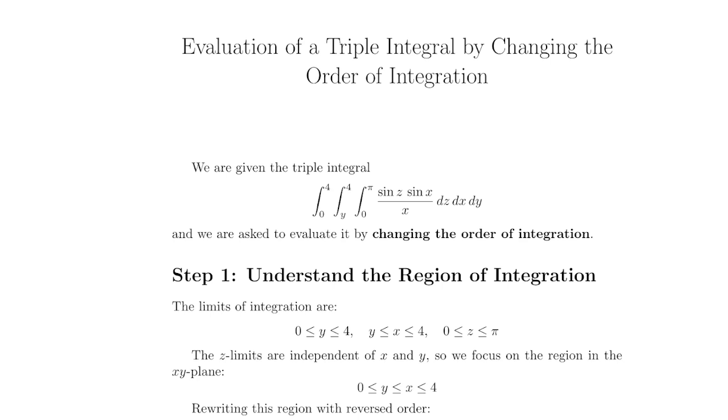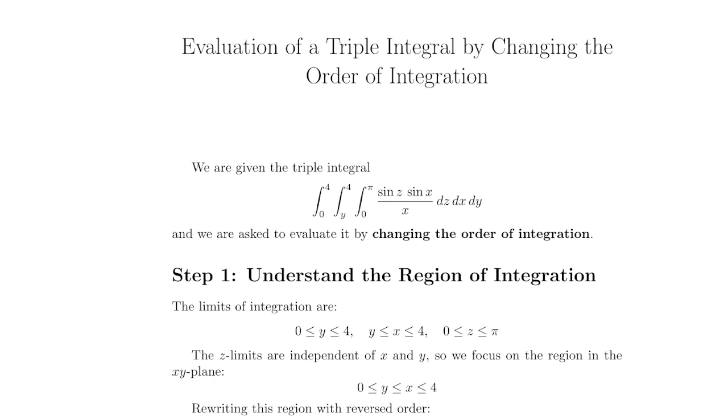In this video, we want to evaluate the triple integral from 0 to 4, y to 4, 0 to pi of sine z times sine x over x, dz dx dy by changing the order of integration. First step is to understand the region we're interested in.